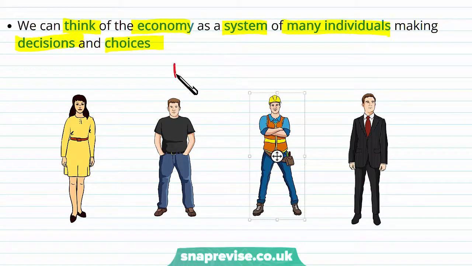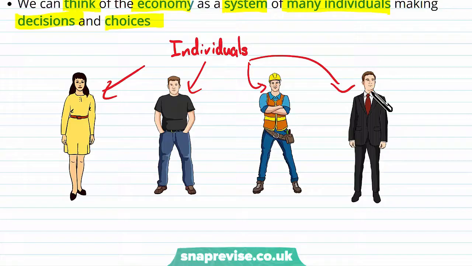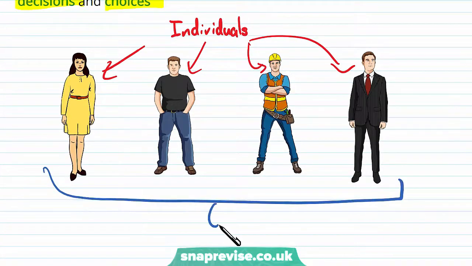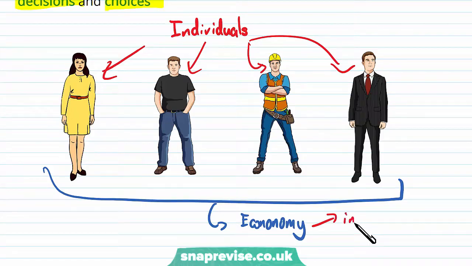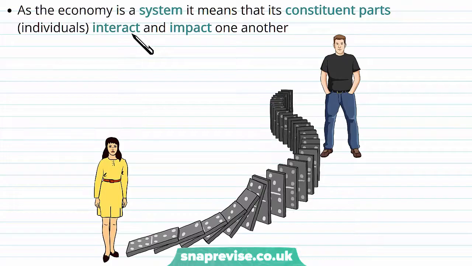So what we have in our economy, which we can easily observe, is a collection of individuals, and all of these individuals will be making their own decisions. And collectively, all of them together are known as an economy. So when all of these people are making decisions and all of these decisions are individual, we start to build an economy. And a good way to think about an economy is as a system. In which case, this means that its constituent parts, the individuals, all interact and impact one another.